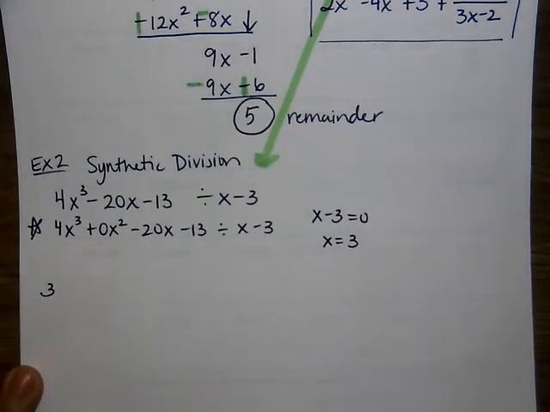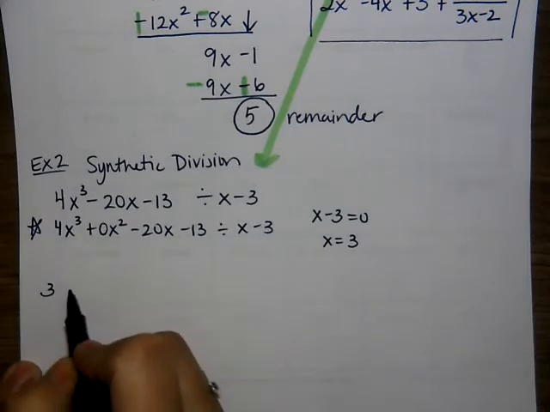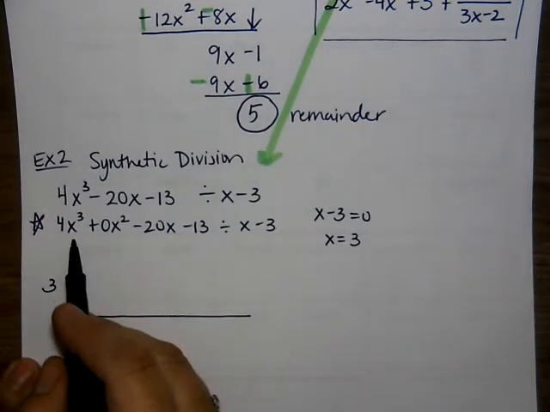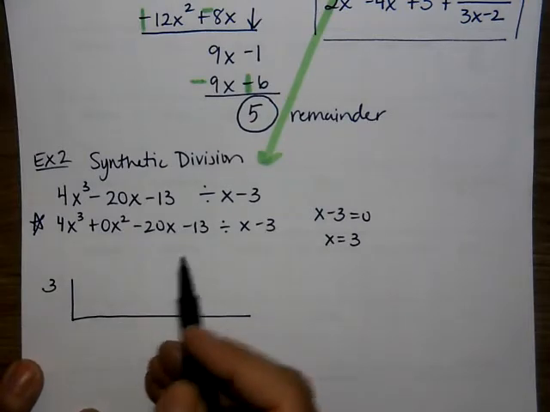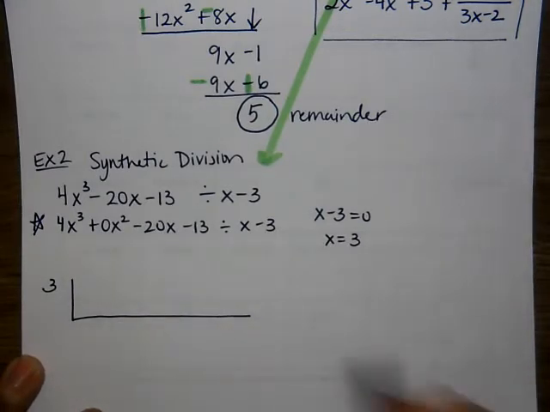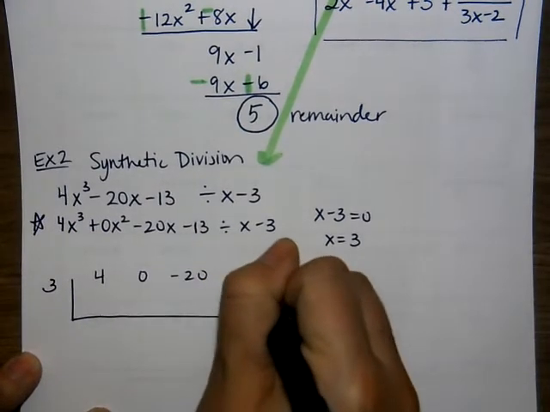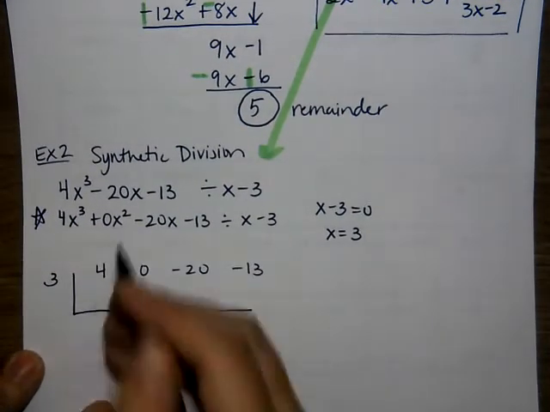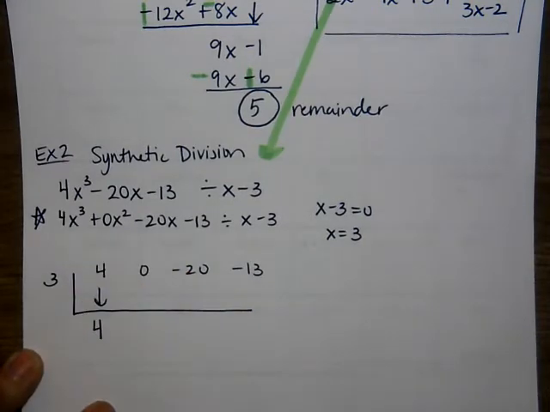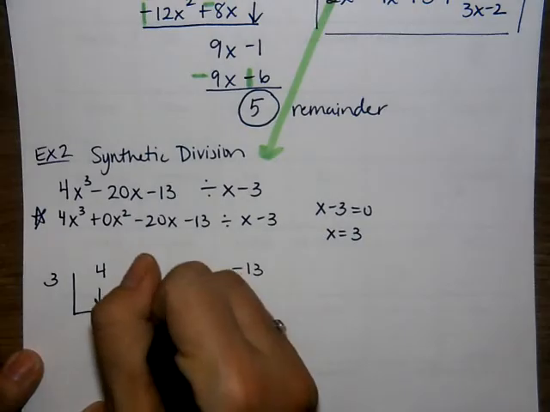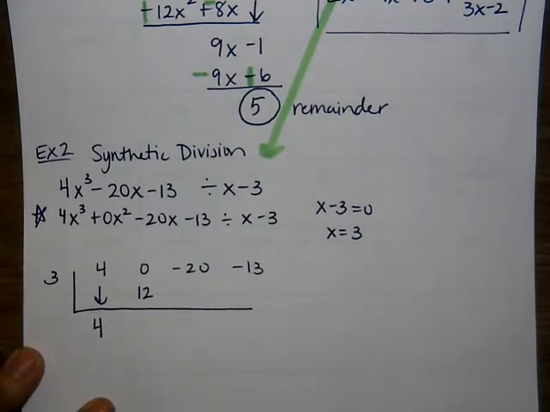I just want you to watch for right now, and then I'll do this again and you can write it down. Then you put like an upside down box. And you only use the coefficients in descending order with your placeholder. So it's like 4, 0, negative 20, negative 13. You drop down your first term, and then you multiply these together. So 4 times 3 is 12. Then once you get there, you add it.